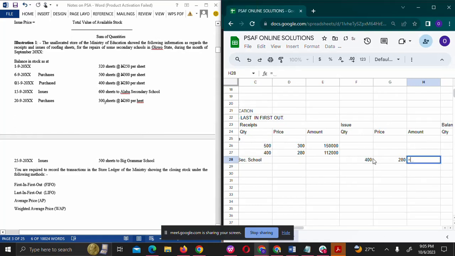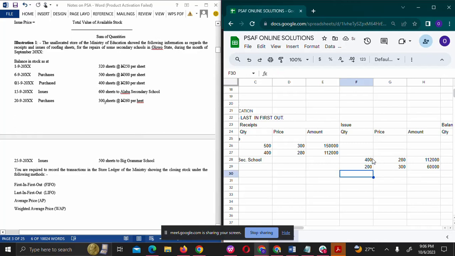So if you do the amount, you have 280 times 400, right? And then you have 200 units to complete 600. So the 200 units will be taken from 500. So you have 200 at 300 naira. And this gives me this times this.